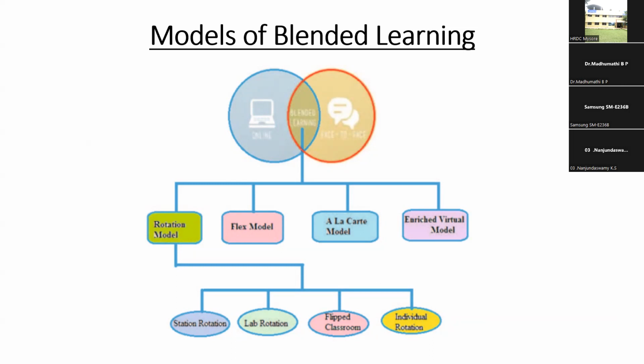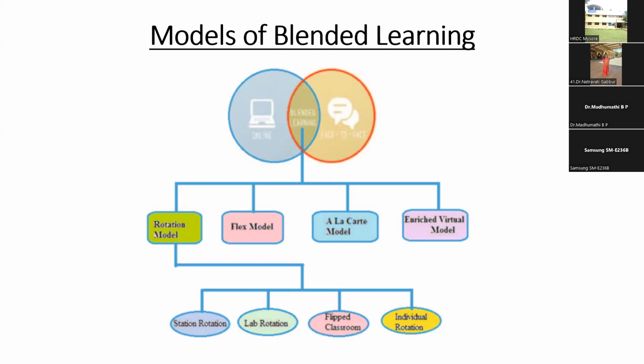So this has four models, which you can see on the screen: rotation model, flex model, a la carte model, and enriched virtual model. So what is this rotation model? This is a form of blended learning where students rotate, and rotate is not just rotating themselves, rotate between, on a fixed schedule, where they have been stationed, that is where they have been given the place to attend the sessions, either working online or they might also have face to face with the teacher.